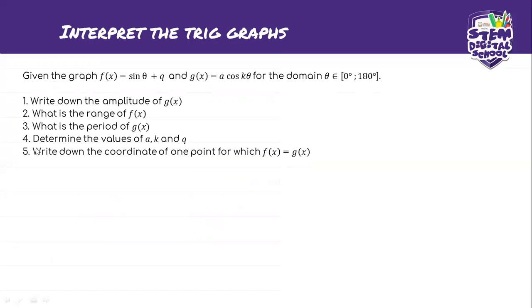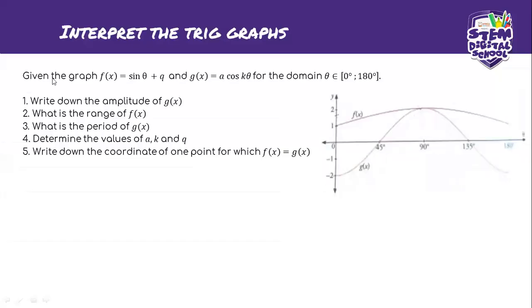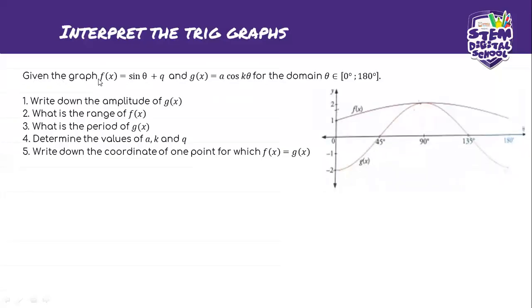Now let's see what we have here. Now the question says, given the graph f of x equals sin theta plus q and g of x equals a cos k theta for the domain where theta is an element of 0 degrees to 180. Now this is the graph. We are now given the graph. So we are going to be answering this question based on these two graphs that we're having, right?